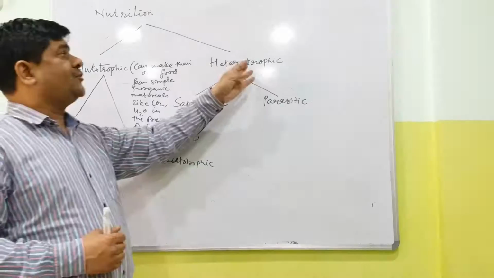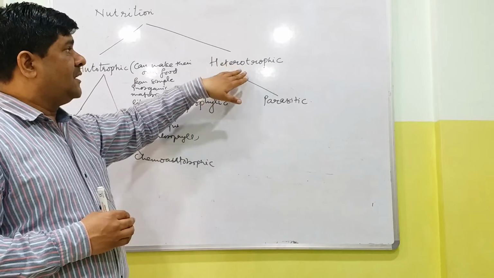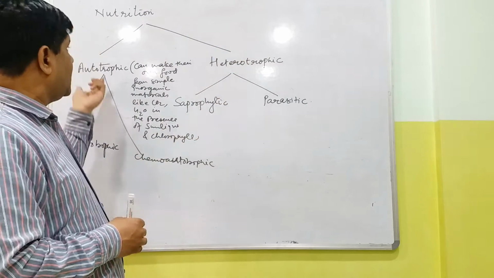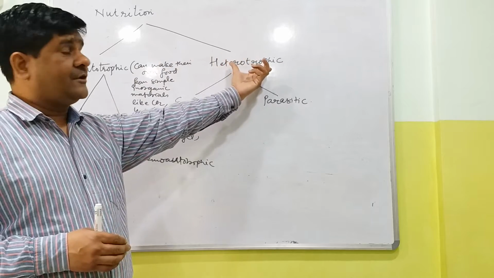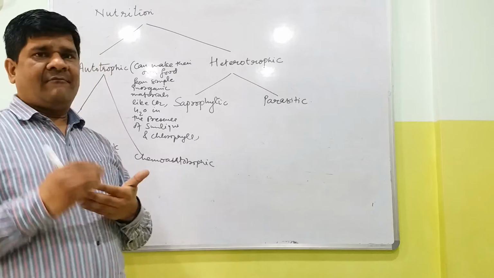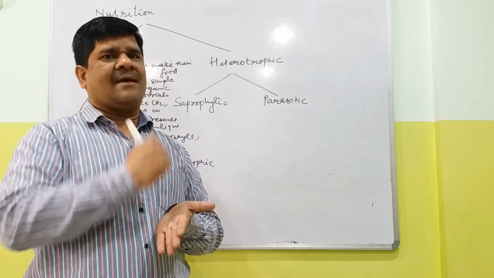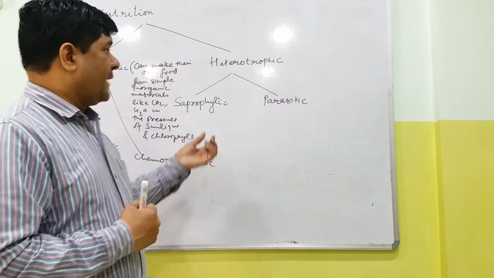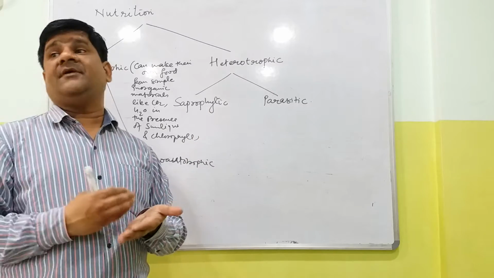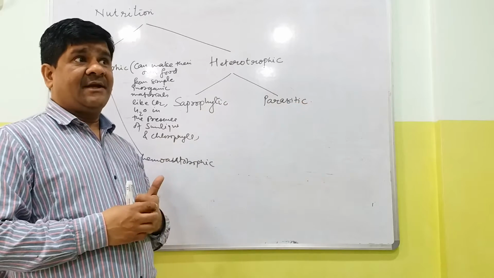Then the other type of nutrition is heterotrophic nutrition. Hetero means different, where the organism obtains its food from other organisms. It is of two types: saprophytic and parasitic. When an organism obtains its food from dead and decaying matter, it is called saprophytic nutrition. And parasites are those which obtain their food from other living organisms. They are of two types: endoparasite and exoparasite.